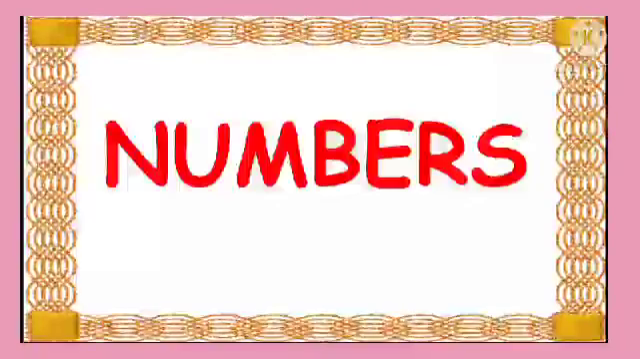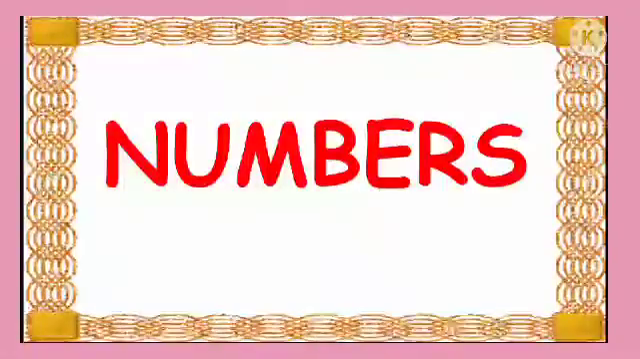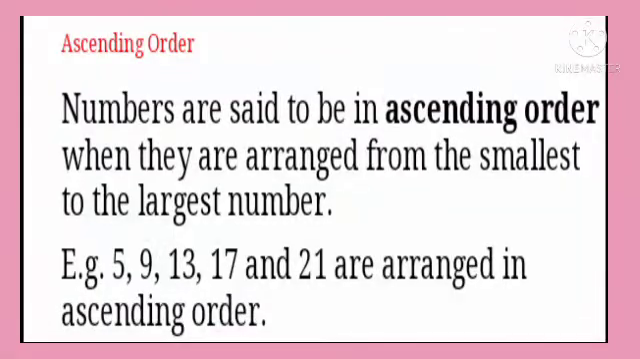Children, now let us see an interesting topic, numbers. Here we are going to study about ascending order. Numbers are said to be in ascending order when they are arranged from the smallest to the largest number. For example, 5, 9, 13, 17 and 21 are arranged in ascending order. They are arranged from smallest to the largest number.